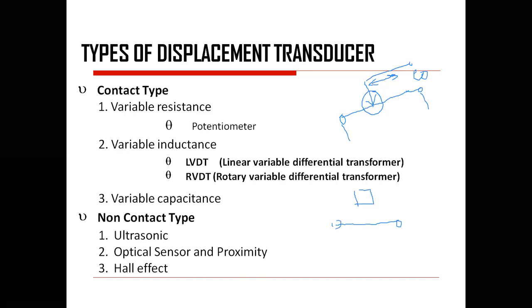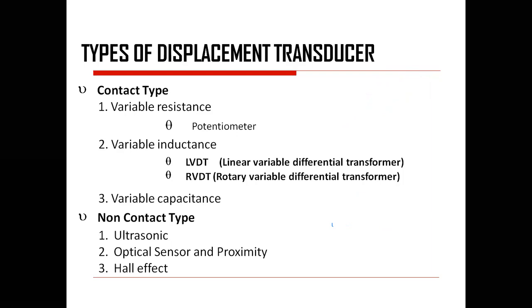Now, another example for non-contact type: this is the body and this is the sensor which is measuring. As it moves to this side or that side, it is measuring the displacement. That displacement may be linear or it may be angular. So depending upon the application you are using, you can use contact type or non-contact type of displacement transducer, broadly classified as contact type and non-contact type.